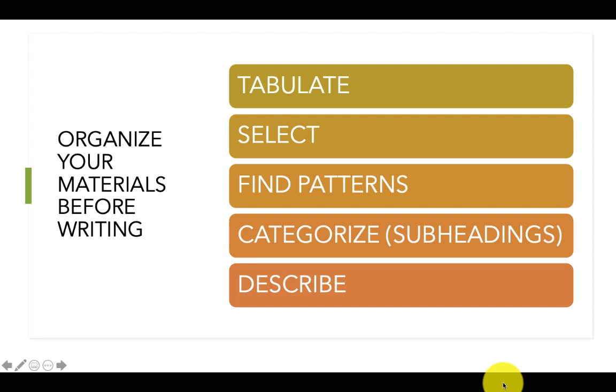So how do you write a literature review? You need to describe or summarize these articles that you have read earlier in your own words. This is also known as paraphrasing, and we're going to talk about that in our next series.